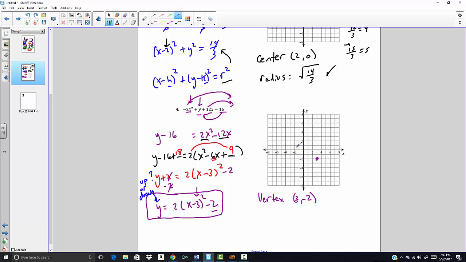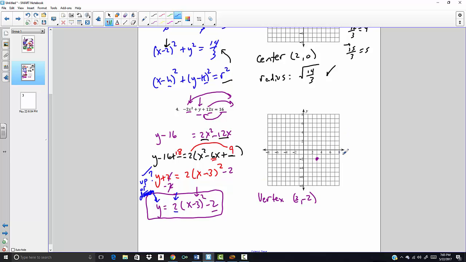Well, the key is to look at this number in front of the parentheses. This is 2, and it's positive, so it's going to open up. So how do we draw this? How wide is this graph? Well, it's hard to tell.